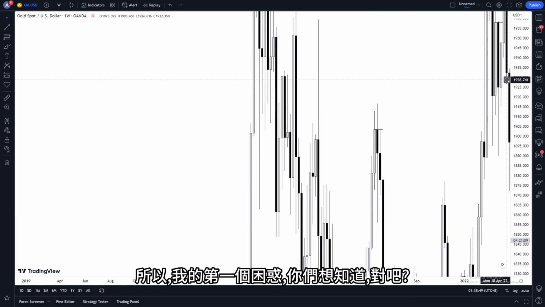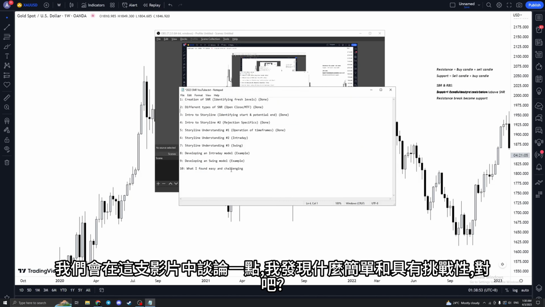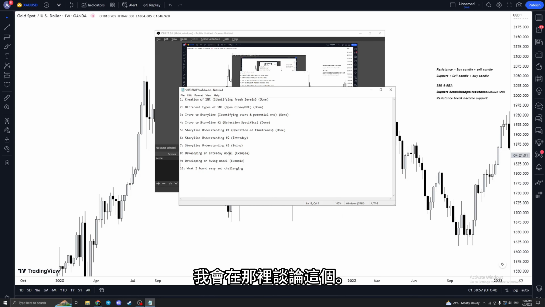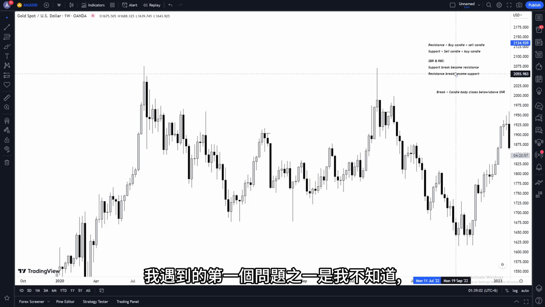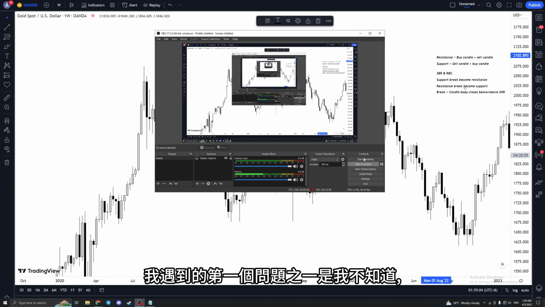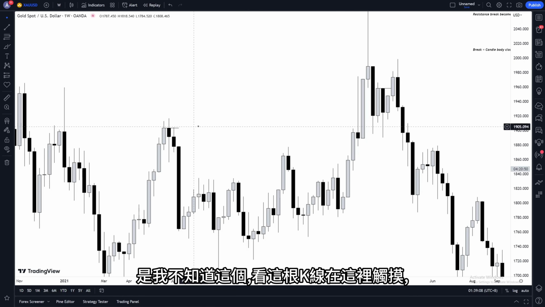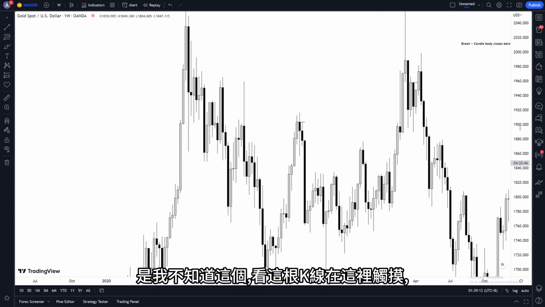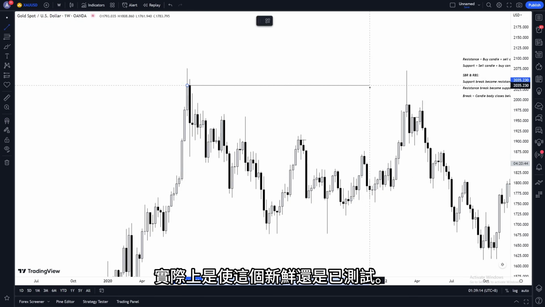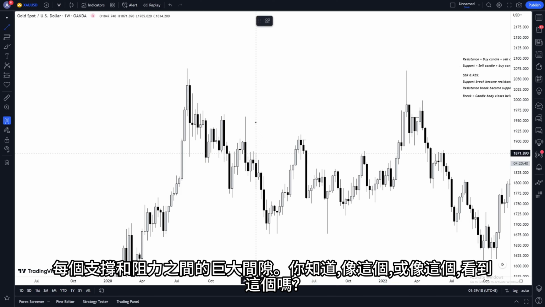So my first confusion, you guys want to know, right? We'll talk a little bit about this in another video, what I found easy and challenging. But one of the first problems that I had was that I didn't know whether this candle touching here was actually making this fresh or tested. Because I always thought we must have a huge gap between each SNR, like this one or like this one.